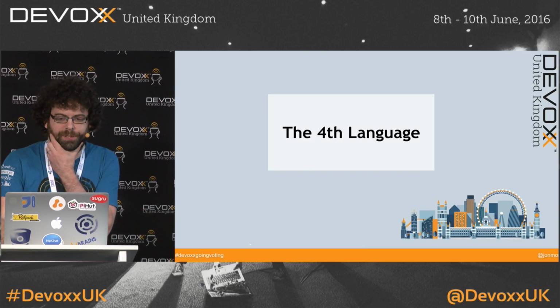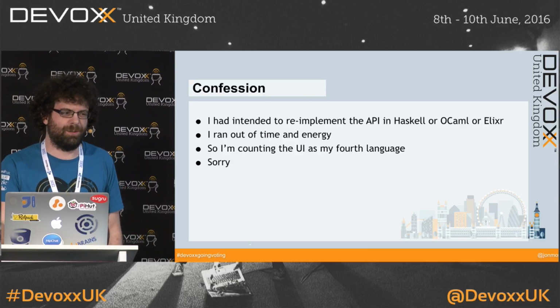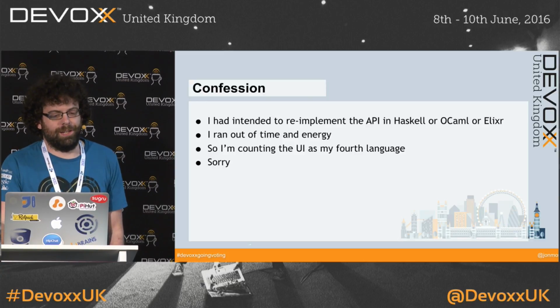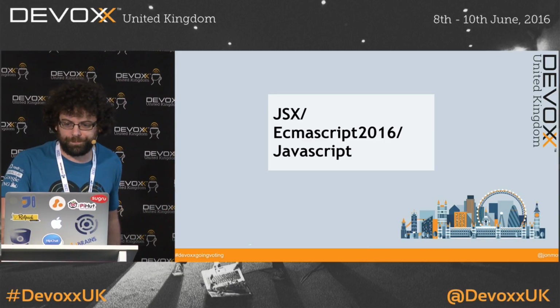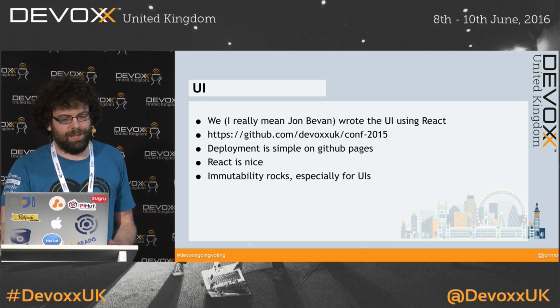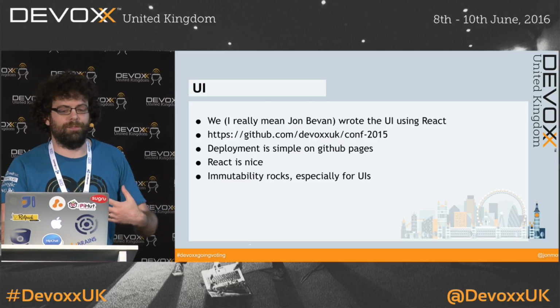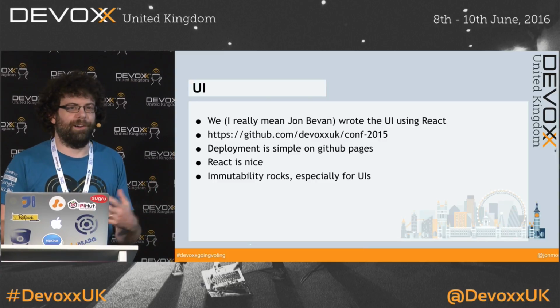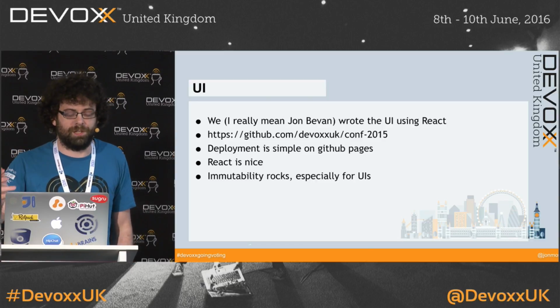Now, I promised 4 languages. I ran out of time, and I ran out of energy, so I was going to do a Haskell implementation or OCaml or Elixir, because I think that would have been interesting, but I really ran out of time. So the 4th language, which is kind of a fudge, was the simple user interface that we built. I'm just going to skate over it because it's not really that interesting, except we implemented it in React, which felt very nice, particularly for someone who's got a functional programming bent like myself. The immutability was really nice, and the flow of data works really well.